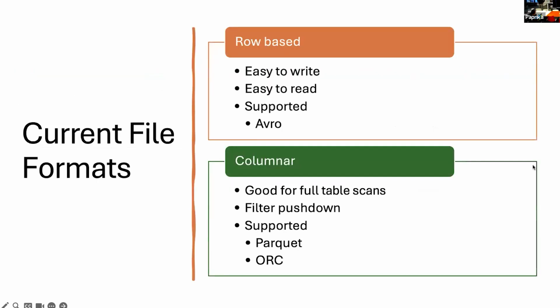What do you know about the current file formats? Currently, there are 3 file formats available in Iceberg. The row-based file format, Avro, which is easy to read, easy to write. This was the first one. This is how the metadata is stored at this point. And the columnar file formats, Parquet and ORC, which are really good for full table scan, filter push down, and so on.